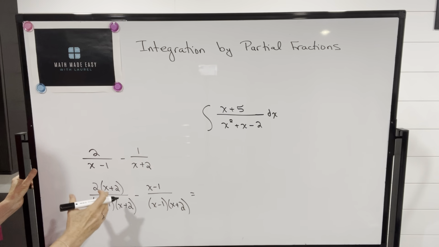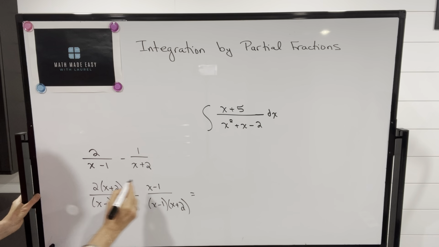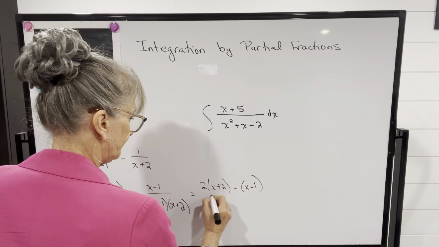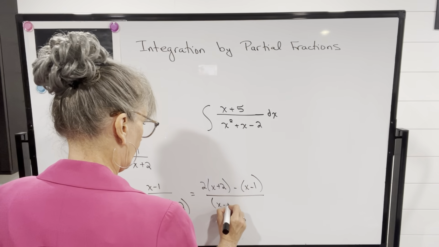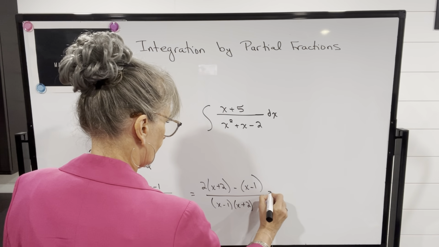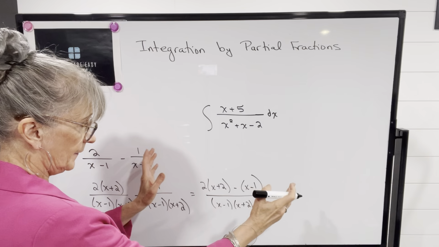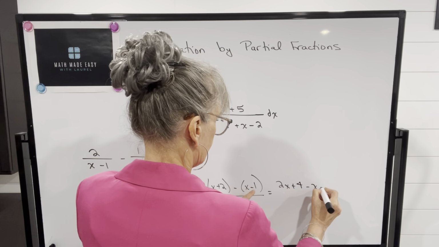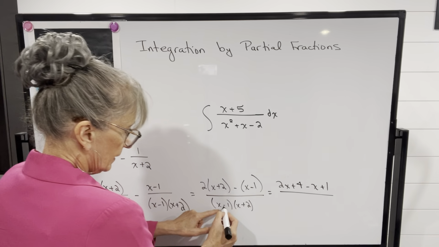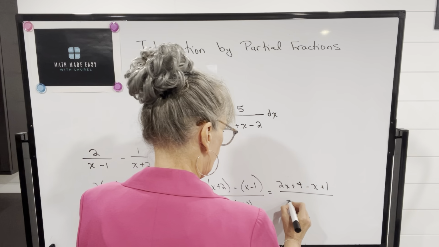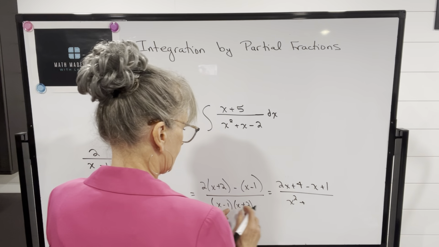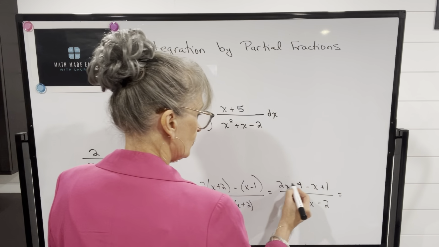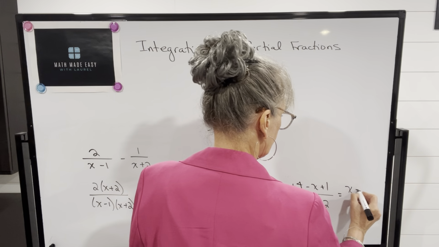Now that I have a common denominator, I can add, or in this case subtract. So I'm going to have 2 times x plus 2 minus x minus 1 over this denominator. I'm now going to do the multiplication and then combine like terms. So I'm going to have 2x plus 4 minus x minus minus is plus 1. Let's multiply out this denominator. So we're going to have x squared plus 2x minus x will be plus x. Minus 1 times 2 is minus 2. So 2x minus x is x. 4 plus 1 is 5.